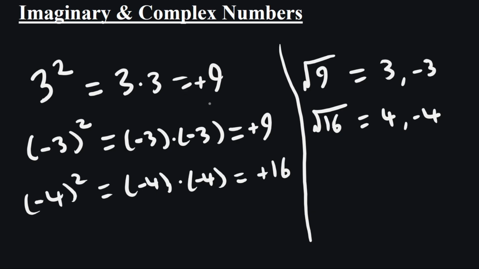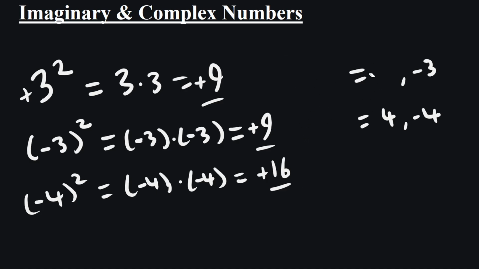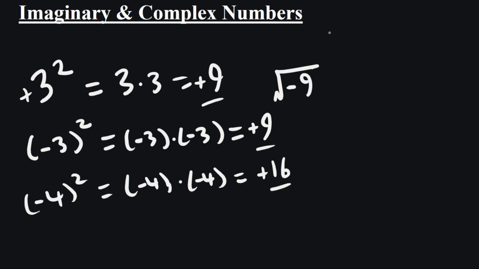Okay, so we know that squaring all these numbers will give us a positive number. No matter if we're squaring a positive number or a negative number, we will still get a positive result in the end. So now my question is, what is the square root of negative 9? Well, let's try to think about it. What number squared will give me 9, or will give me negative 9?